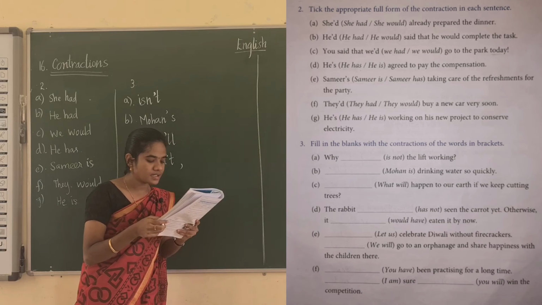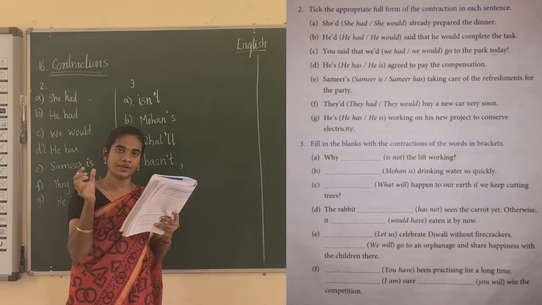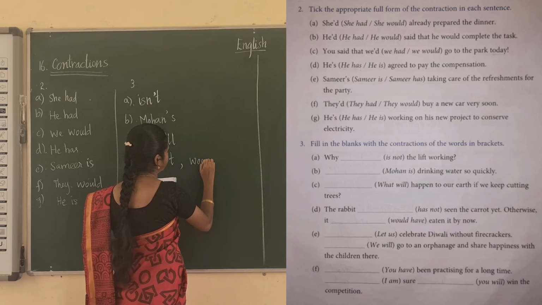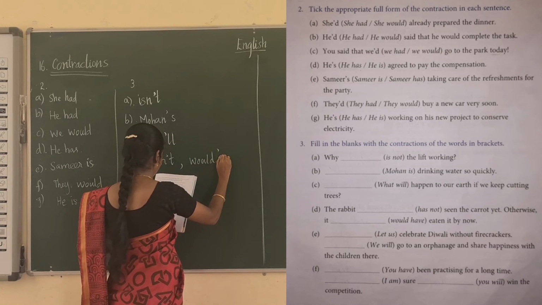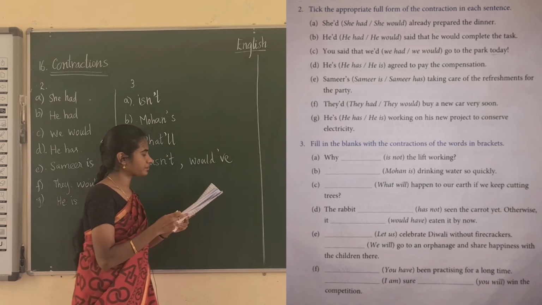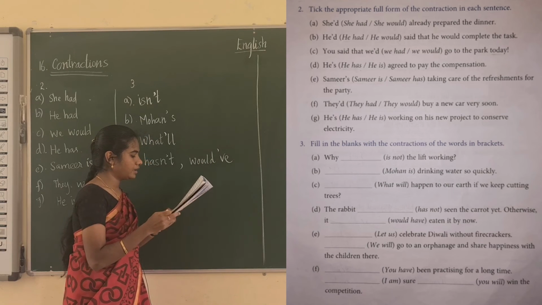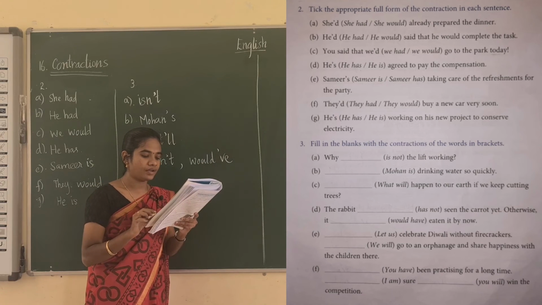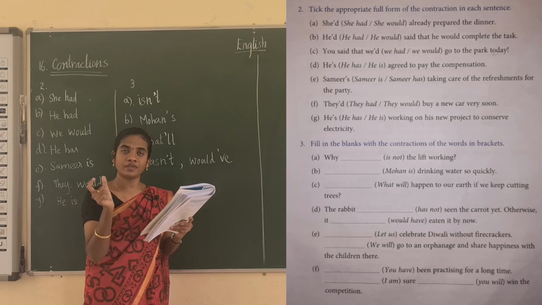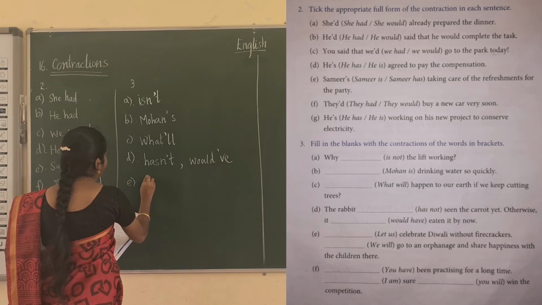Otherwise, it dash eaten it by now. Would have. How can we contract and write would have? Okay. Would apostrophe. Here what letter is missing? H is missing. Okay. Put the apostrophe for the missing letter. And E dash celebrate Diwali without a firecracker. Here let us. How can we shorten and write let's. Let's.